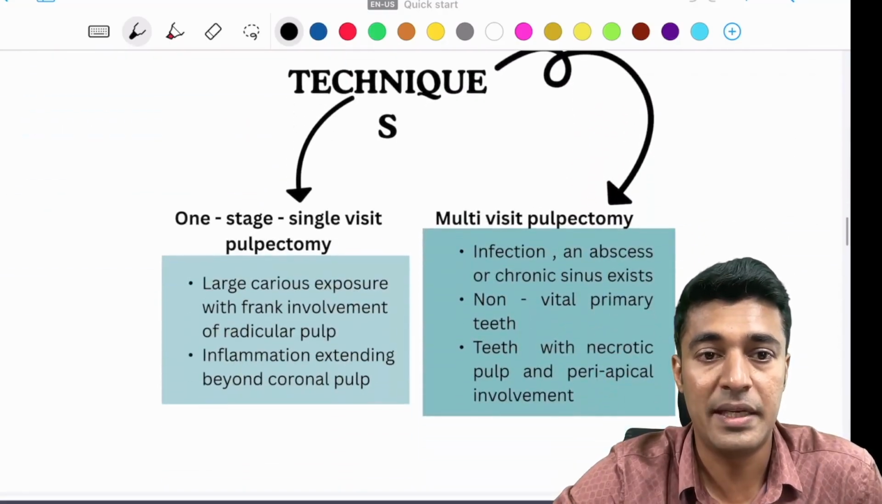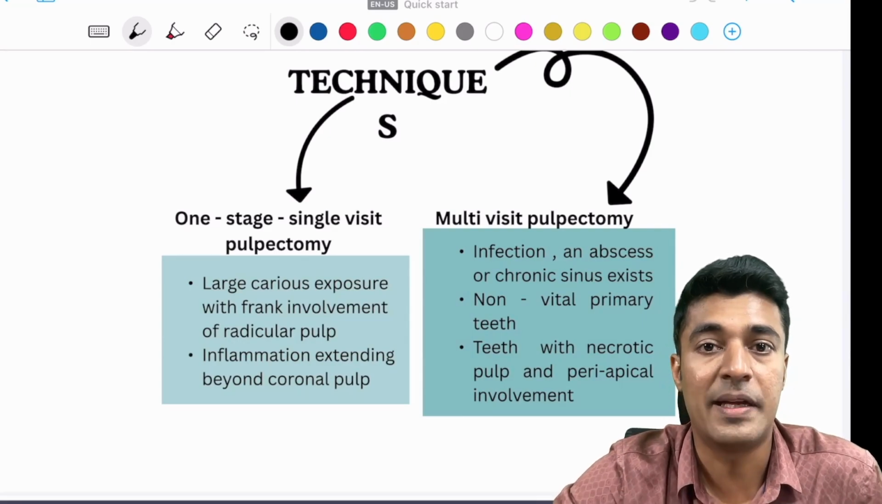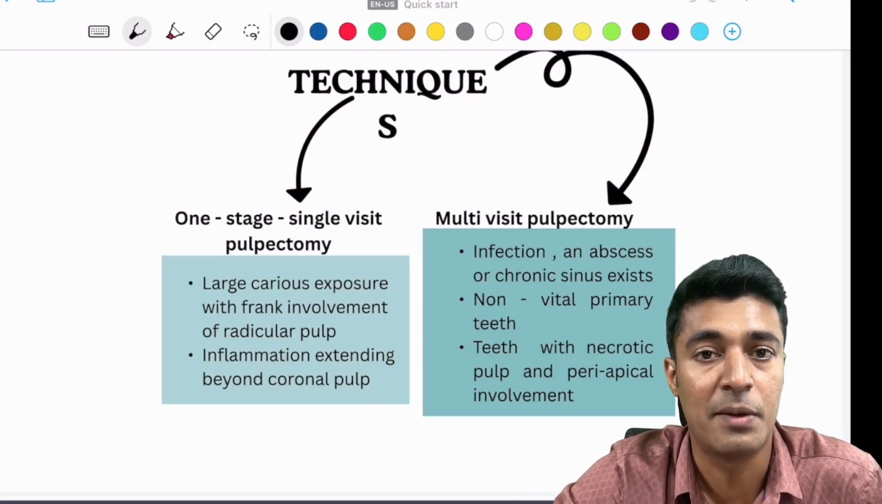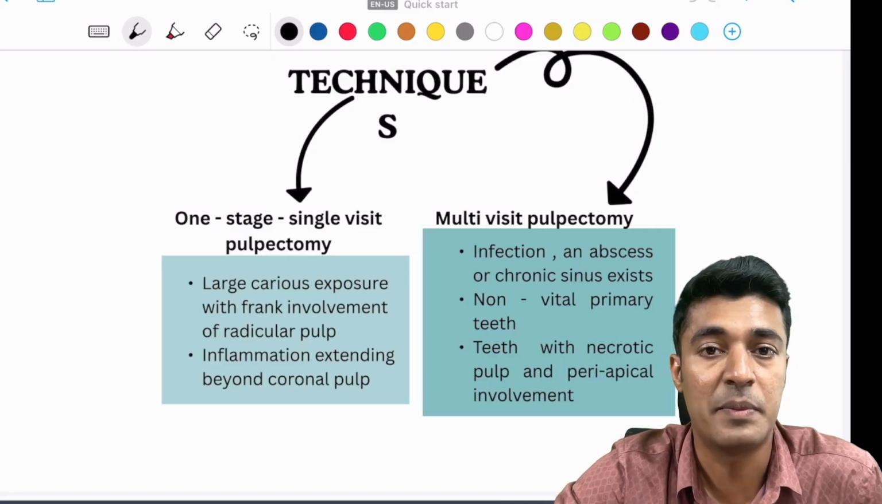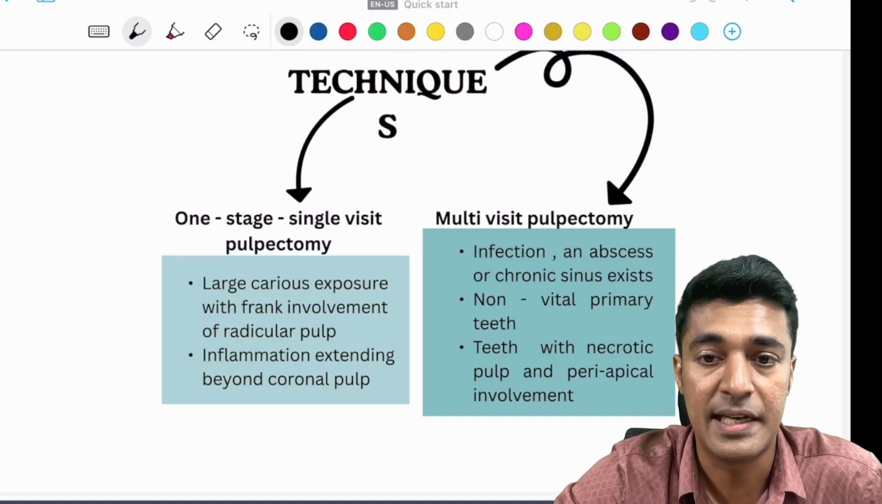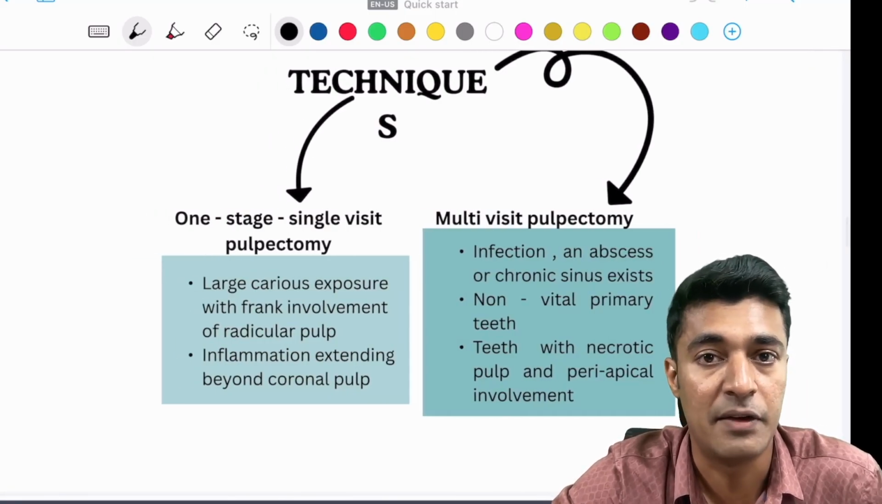The pulpectomy can be completed in a single visit or in multiple visits. It can be completed in a single visit for large carious exposure with frank involvement of the radicular pulp and the inflammation that extends beyond the coronal pulp. Multiple visits are indicated in case of abscesses, infections, non-vital primary teeth, teeth with necrotic pulp and periapical involvement.